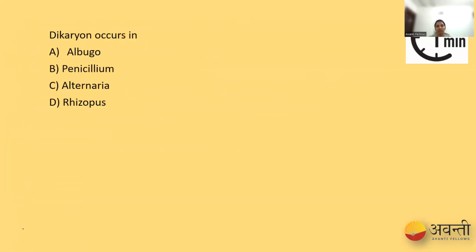Now moving to the next question. Dikaryon occurs in A. Albugo, B. Penicillium, C. Alternaria, and D. Rhizopus.